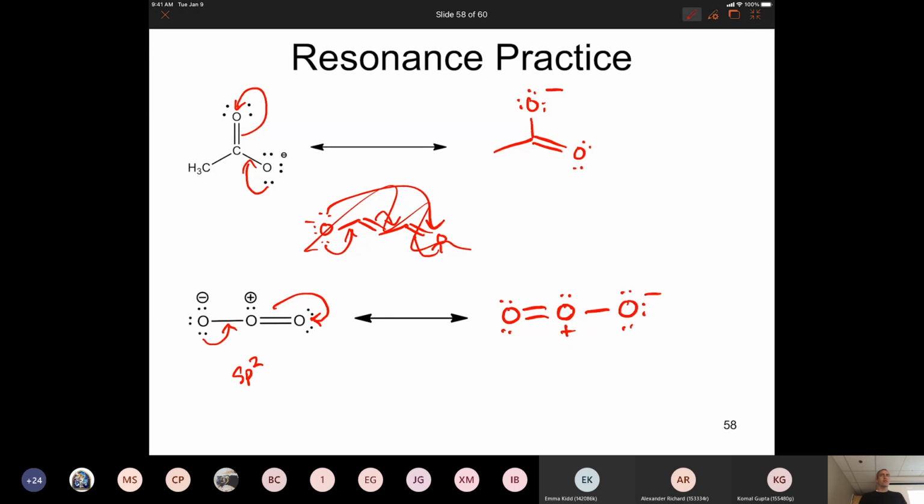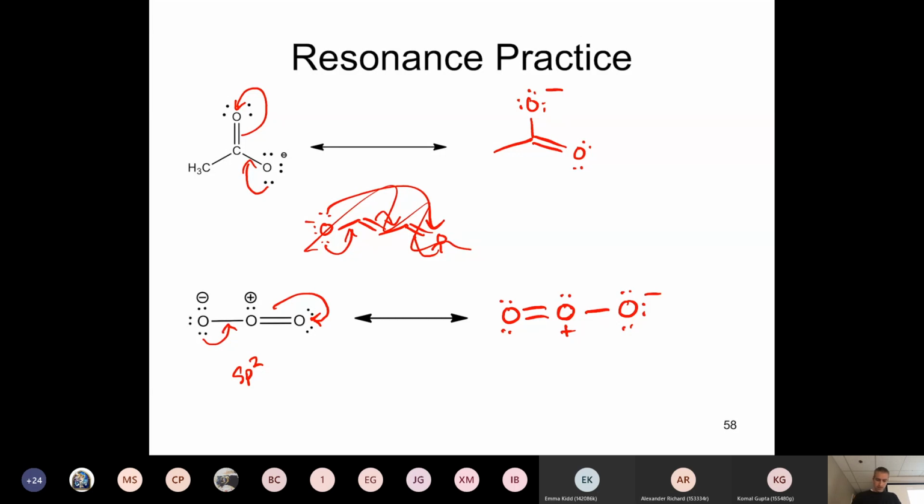So what's the charge on the central oxygen in the real structure? +1. It's +1 in the left structure, it's +1 in the right structure. The average is +1. What about the outer oxygens? What's the charge on each outer oxygen? -0.5. That's good. You guys are nailing it today.